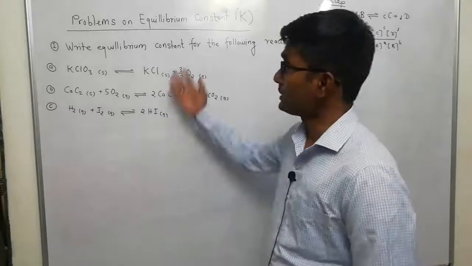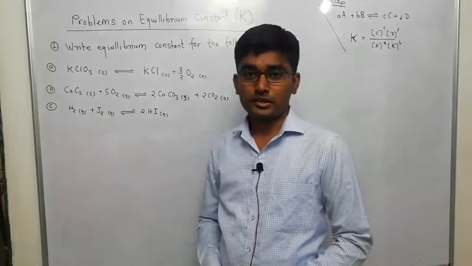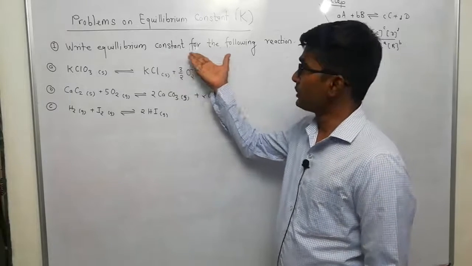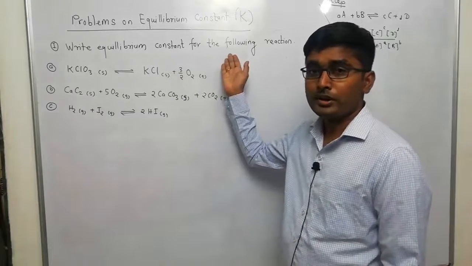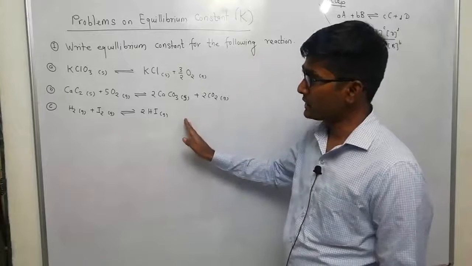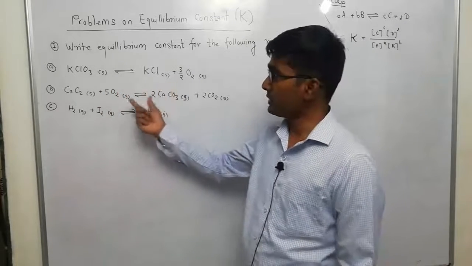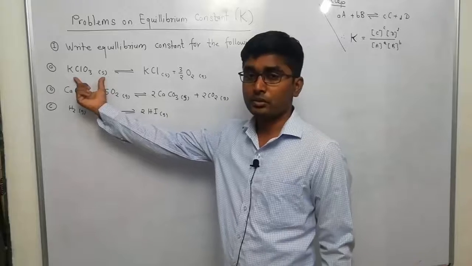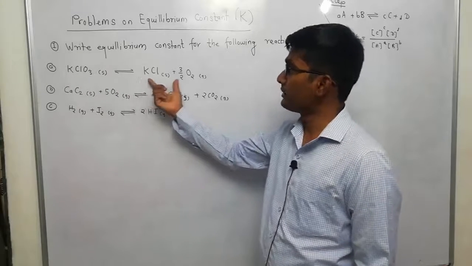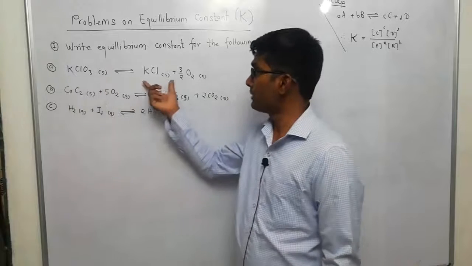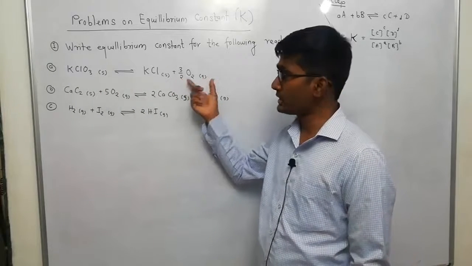Today we are going to discuss the problems on the equilibrium constant. The first problem is: write the equilibrium constant for the following reactions. There are three reactions. The first reaction is the decomposition of KClO3 into KCl, potassium chloride, and oxygen gas, which is evolved.